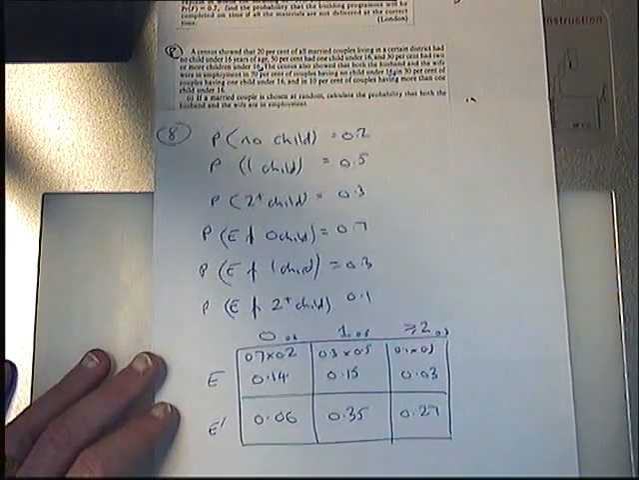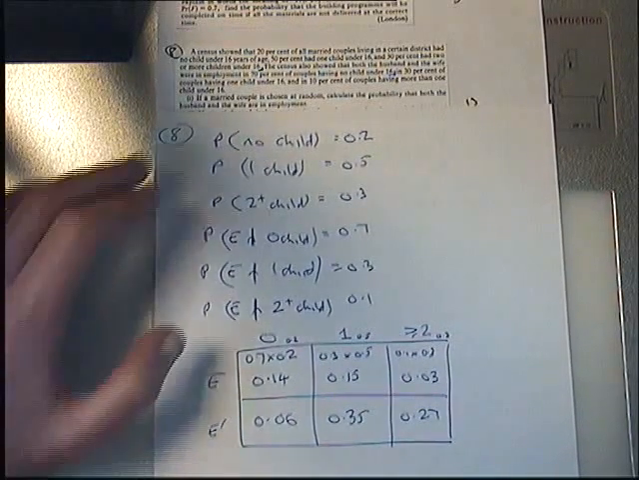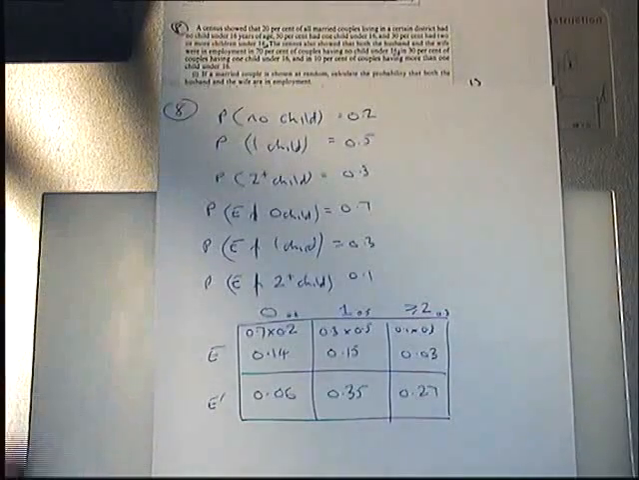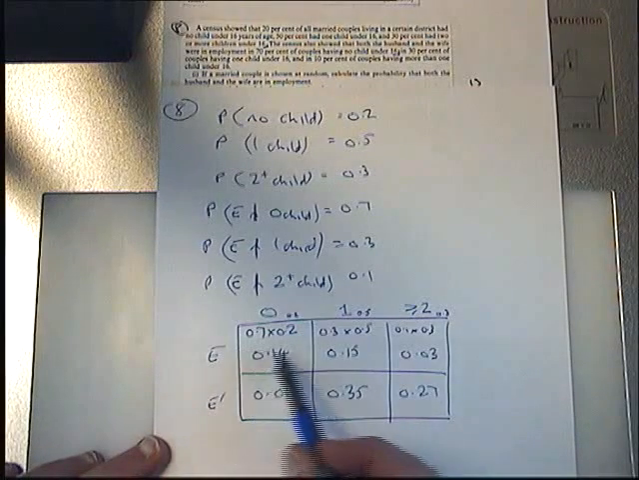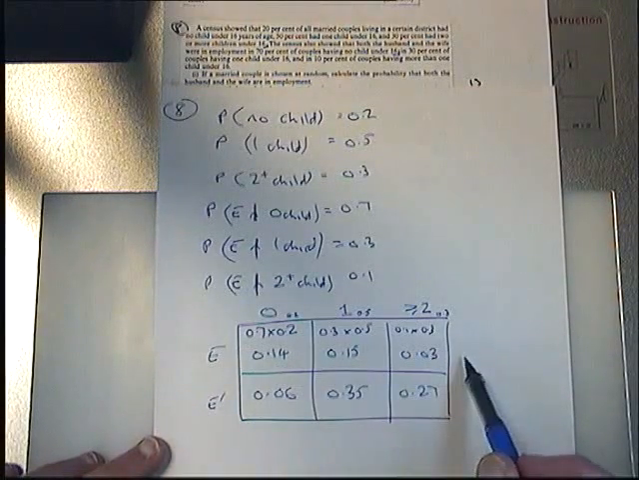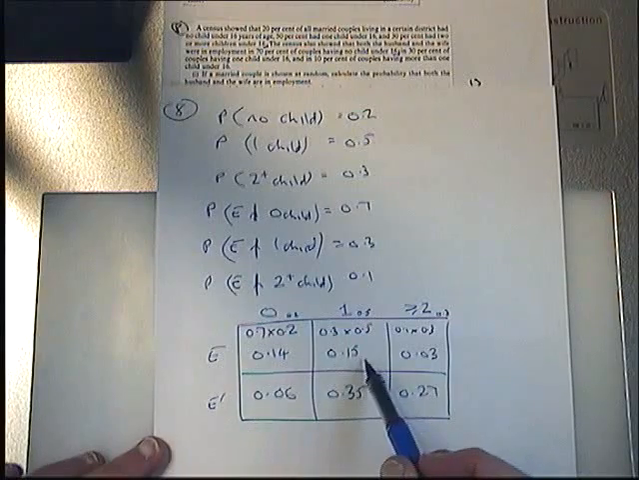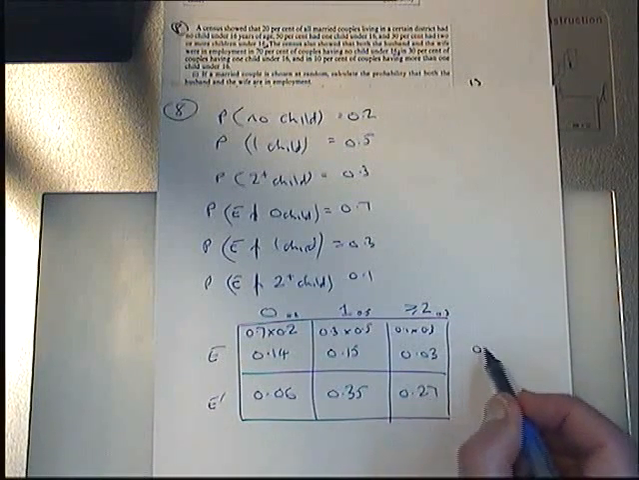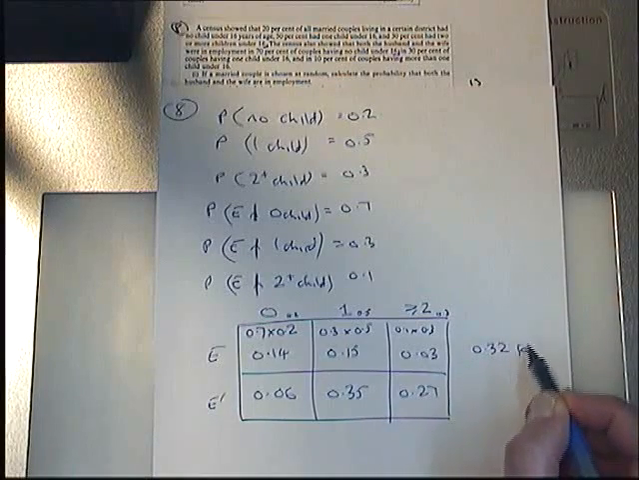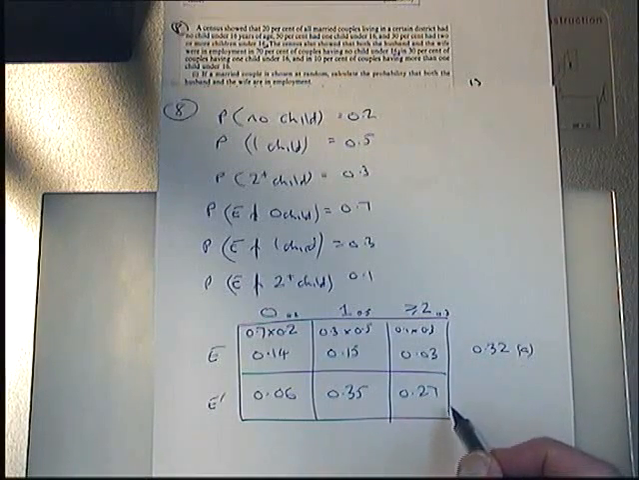Part 1. If a married couple is chosen at random, calculate the probability that both the husband and wife are in employment. Doesn't say anything about the children, just employment. That's going to be this entire row. So add those together. 0.14, 0.15, 0.29, and that 0.03, 0.32. That will be the answer then to part A.